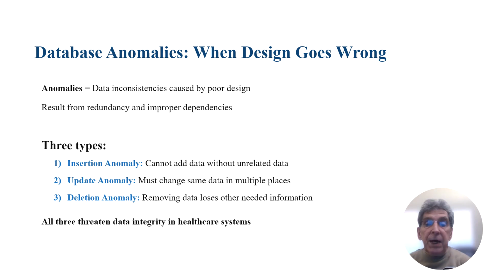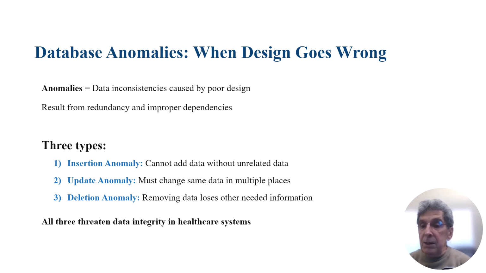Now that we understand functional dependencies, let's see what happens when we ignore them and design databases poorly. The result is anomalies. Database anomalies are data inconsistencies that arise from redundant or improperly structured data. They make your database unreliable and difficult to maintain. There are three types. They're all related to data modification operations. Insertion anomaly. You can't add new data without also adding other, unrelated data. The database structure forces you to invent fake data or leave required fields null.